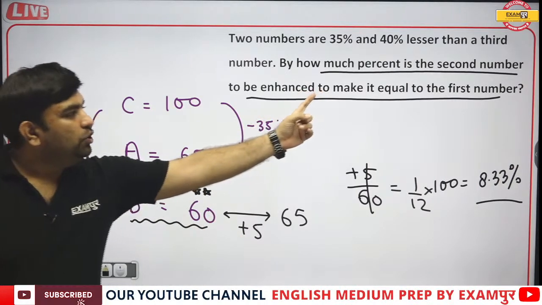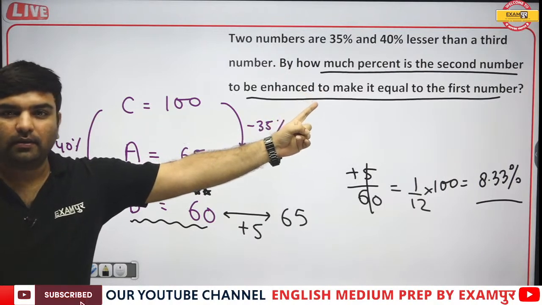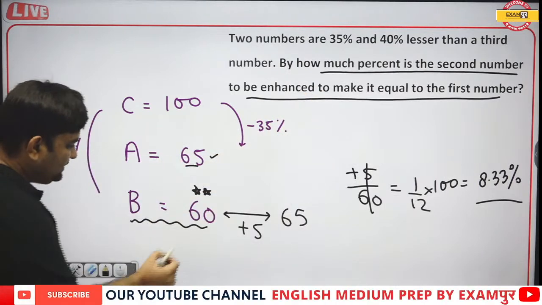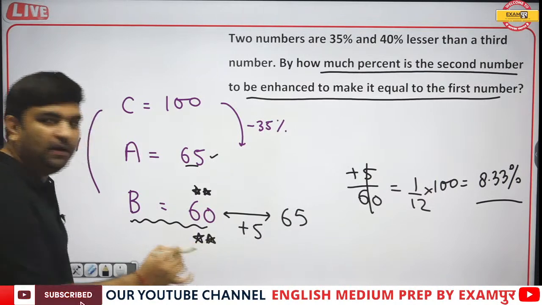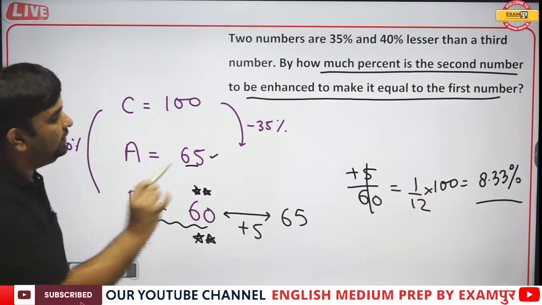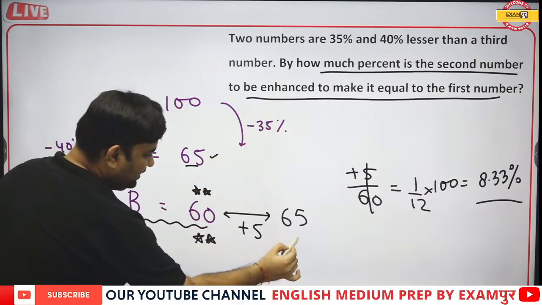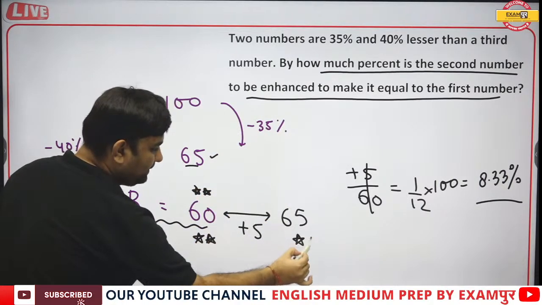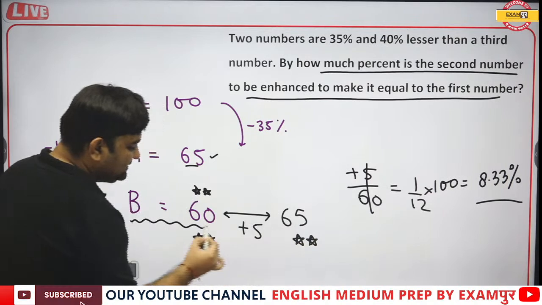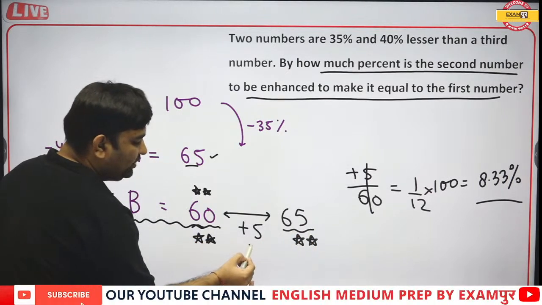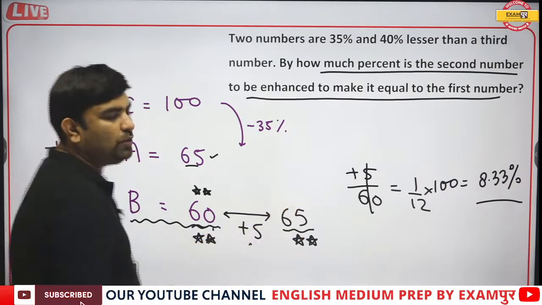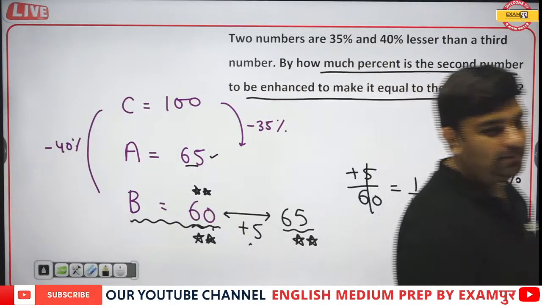Because you have to increase the second number. Second number initially is 60. You want to make it equal to the first number. First number is 65. So basically 60 should be changing to 65. Increment of 5 over 60, 1 by 12 into 100, 8.33.